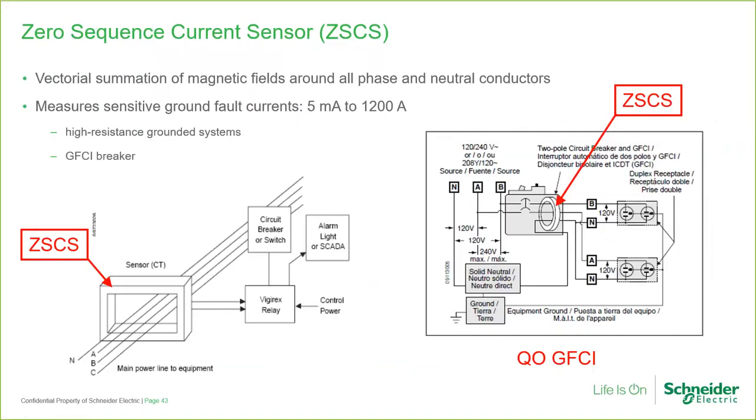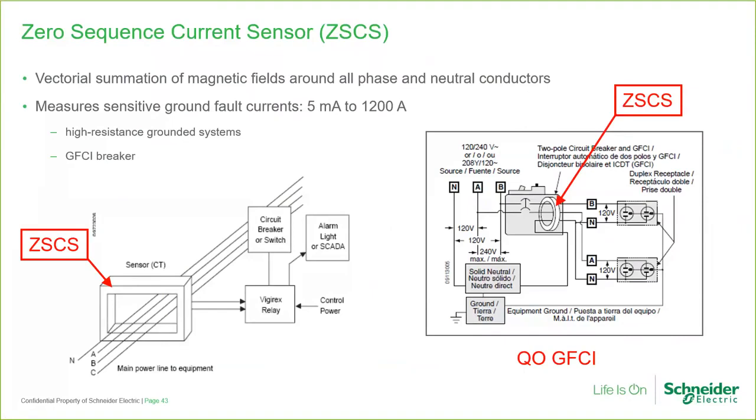Now, if I can sum up the phase and neutral currents to obtain ground fault current, then so can I sum up the magnetic fields around the phase and neutral conductors to also derive ground fault current. If the magnetic fields sum to zero, that is, they cancel each other out, then the ground fault current is zero. If the magnetic fields do not sum to zero, that is, there is a residual magnetic field, then that magnetic field strength and direction will be proportional to the ground fault current.